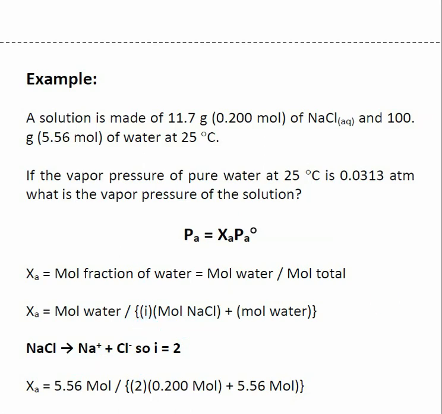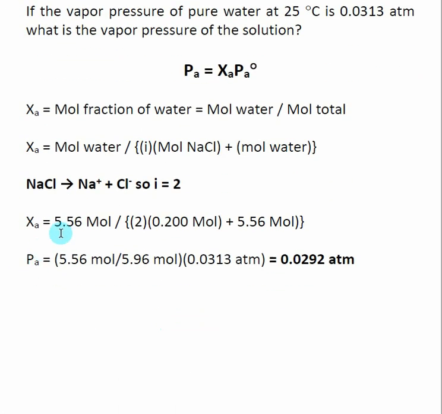So when we do the calculation, we had 5.56 moles of water, and we divide that by our moles of NaCl multiplied by its i factor 2 plus the number of moles of water in itself. So when we do this calculation, this is our adjusted total number of moles. It's really not the total number of moles because we've included an i factor here, but it's the effective number of moles. We multiply that by the vapor pressure of pure water, which was given here. And overall, we calculate a new vapor pressure for our solution.